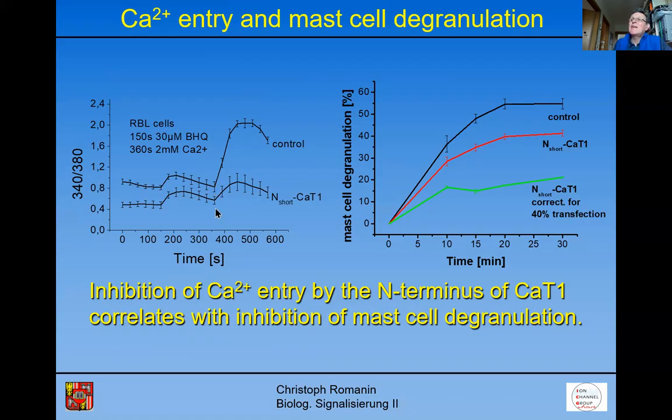And here at that time point, calcium is given. So this increase is an indicator that we have calcium flowing through the CRAC channels. And when we now have channels, we can nicely see here, because the amino terminus is also marked by a YFP, so you can see the cells where it's actually expressed.